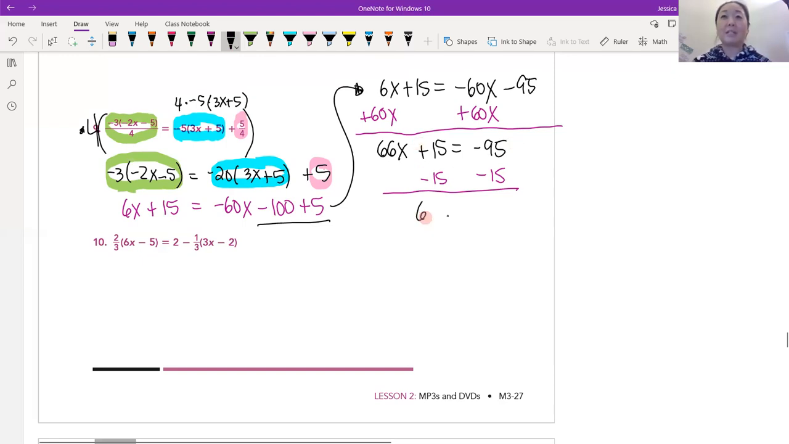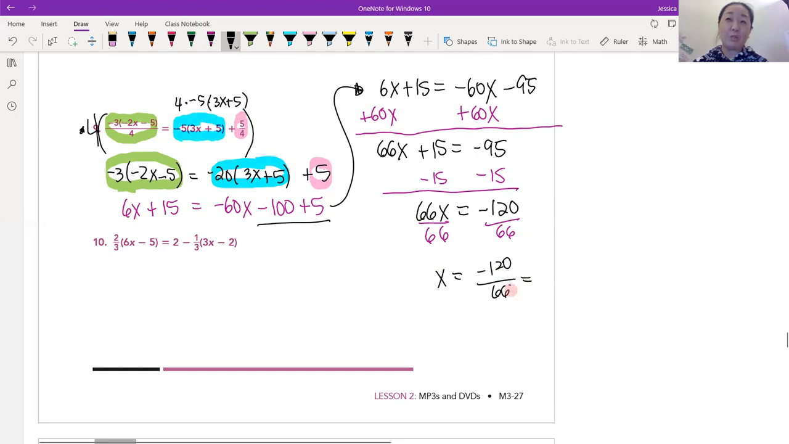So here's 66x is equal to -95 minus 15. So we're getting more negative. So it's going to be negative, it's 10, that's 20, so -120. And then we're just going to divide both sides by 66, and we get x is equal to -120 over 66. Remember what I said, simplify if you can.